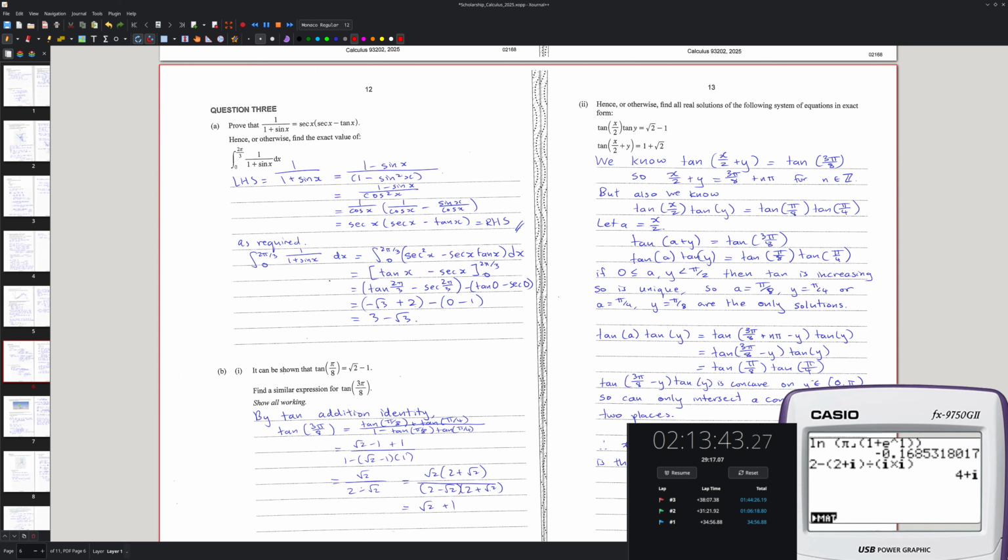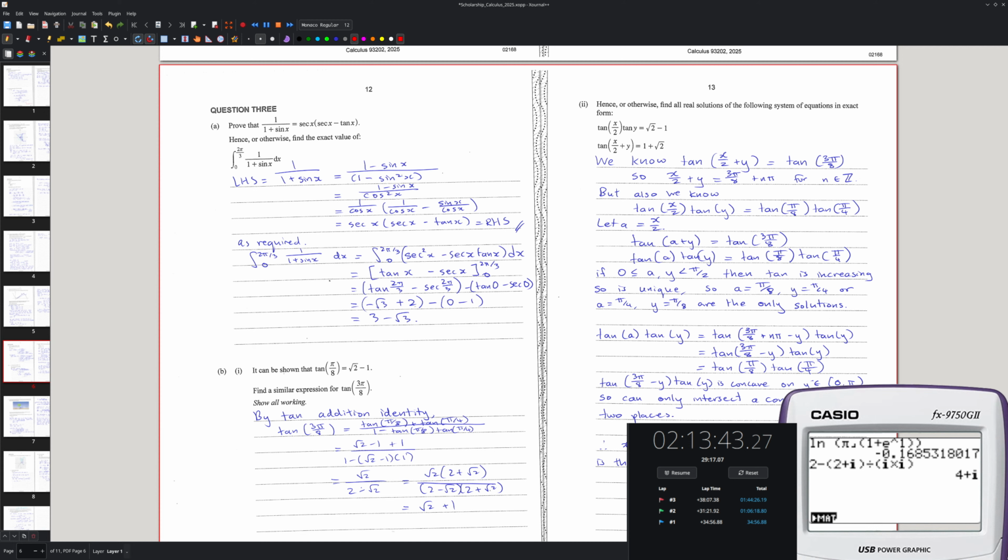Wait, pi on 2. Because n1 and n2 can be anything, right? If n1 equals n2 equals 0, then you get pi on 8 and then pi on 2, which is a solution, I'm pretty sure. Did I miss a solution? Pi on 8, pi on 2.